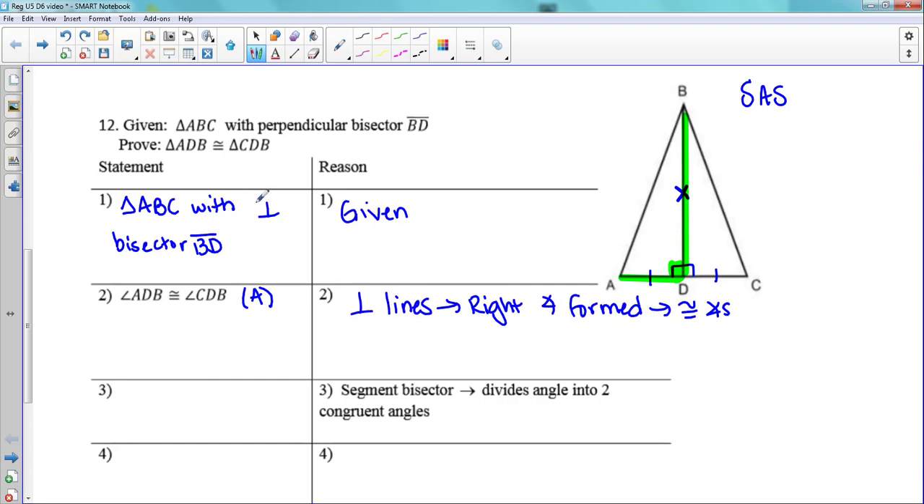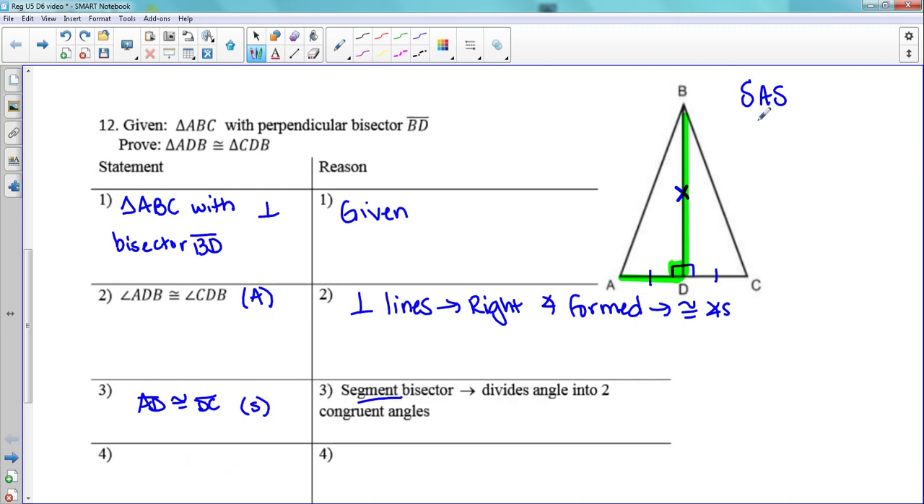There were two things happening here. So we took care of the 90-degree angles. Now let's talk about the bisector. If BD is the bisector, we said AD was congruent to DC. AD is congruent to DC because it's a segment bisector. Remember, perpendicular bisector is two pieces of information for the price of one. It gives me a set of congruent sides, so I put an S in parentheses there. Now I need one more.